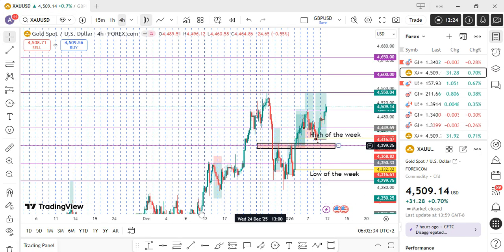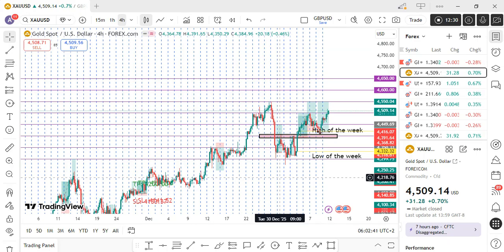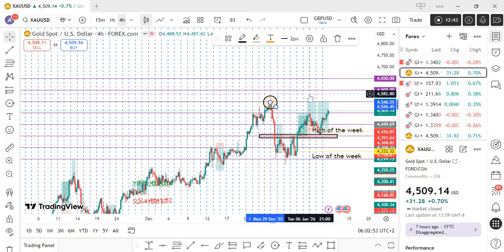From this level, I want you to understand something. Let's refresh the memory. Let's go back a little bit to definitely understand. I just want to quickly draw from this level. Okay, here is the high. Here is the high that price came to. Remember, this is my 4 hour time frame. Here is the high that price came to.